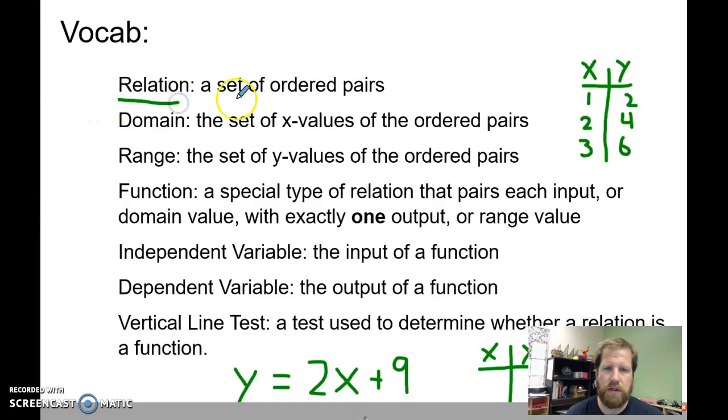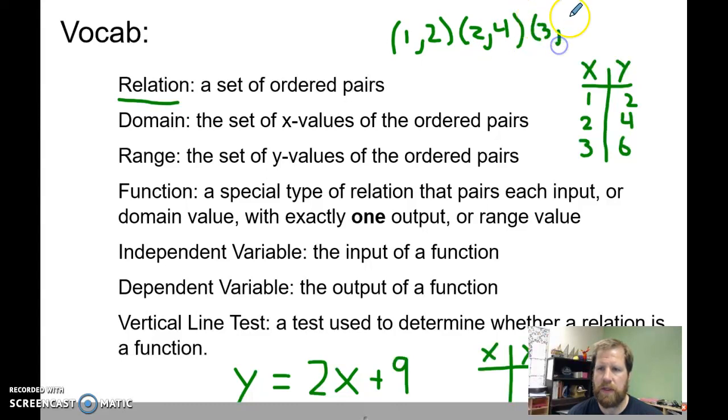Okay. A relation is a set of ordered pairs. This is a tree, all right, but it's also a type of relation because we have our one x value with a one y value and another x value with a y value. So we could write it as a set of ordered pairs: 1, 2, 2, 4, and 3, 6. All right. But either way, it's going to be a relation.